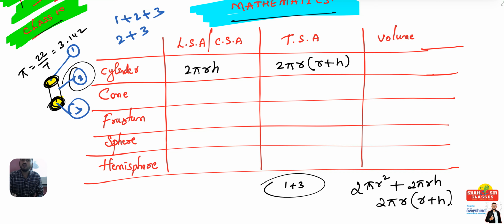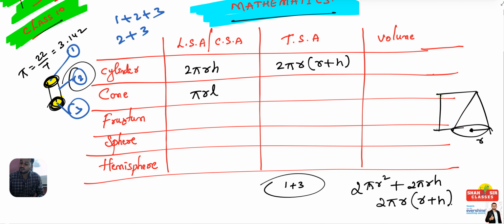Similarly, cone. What's the formula to find the surface area of a cone? Pi r l. You know cone means what? This is a cone. So this is the radius. This is our height h. If you take this bend, can you see this bend? That is called slant height. That is L, slant height.